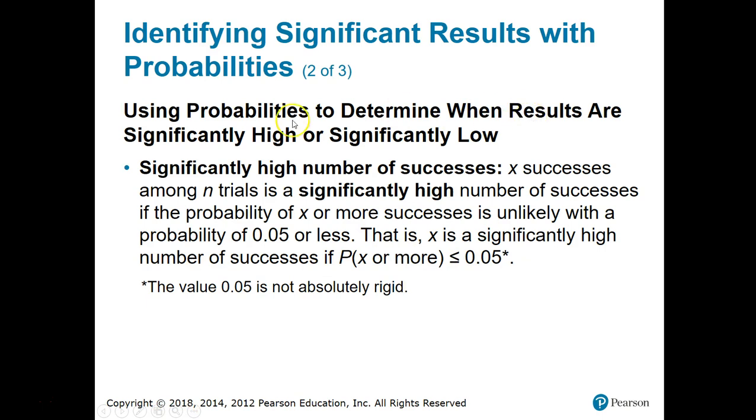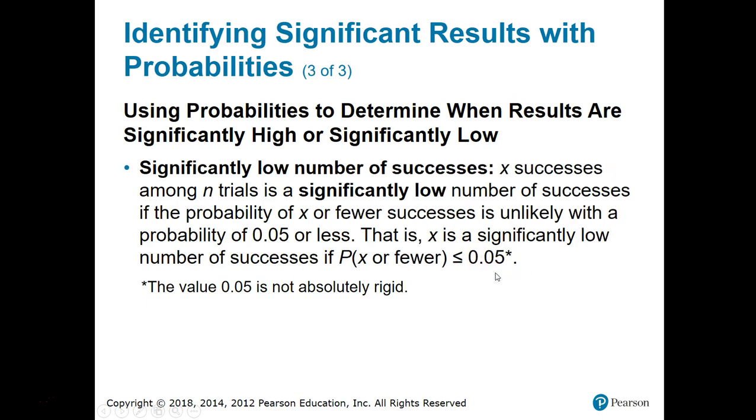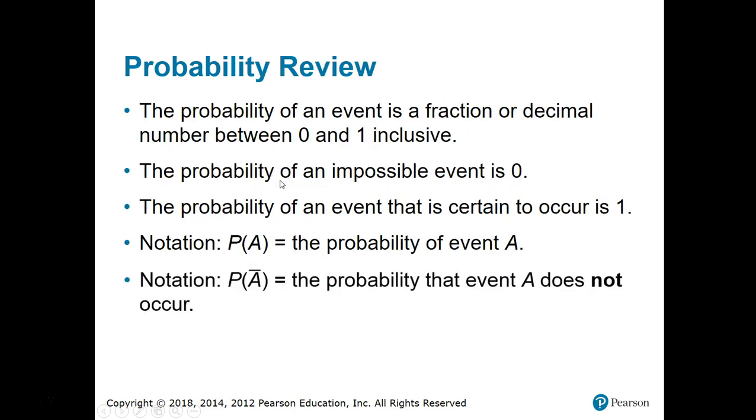So how do you know if something is significantly high or significantly low? Well, you look at it and it needs to be less than about 0.05, depending on what you're checking out. But we'll use 0.05 for now. So significantly higher or significantly lower. That's it. Nothing big.